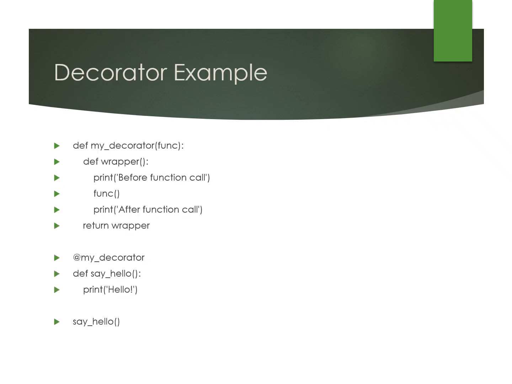Slide 3. Decorator example. Here's an example of a simple decorator. We define a decorator function that takes another function as input. Inside it, we define a wrapper function that runs code before and after calling the original function. When we use the @ symbol to apply the decorator, the wrapper logic is automatically applied when the function is called.